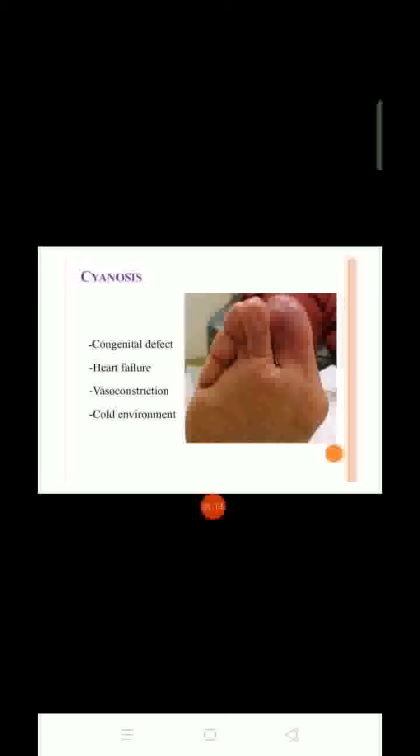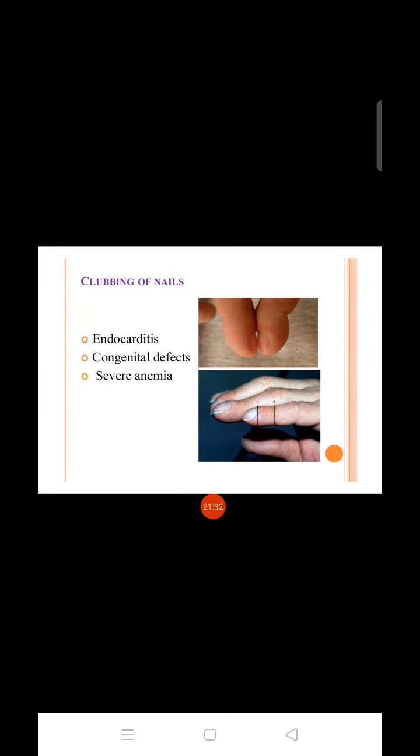Cyanosis, this you can see in congenital defect, heart failure, vasoconstriction, cold environment. This cyanosis we call a lack of blood supply in the tissues and cells. Because of this, the cells become bluish in color. This is clubbing of nails. That is because of endocarditis, any kind of congenital defect and severe anemia. Clubbing of nails will be there.